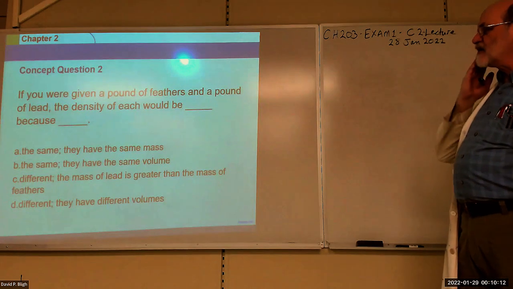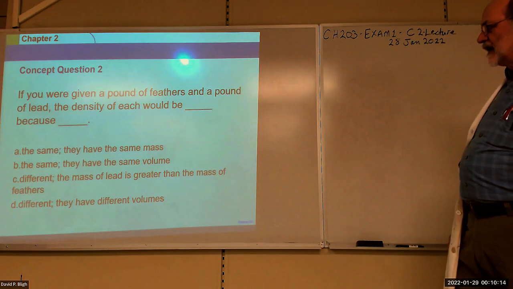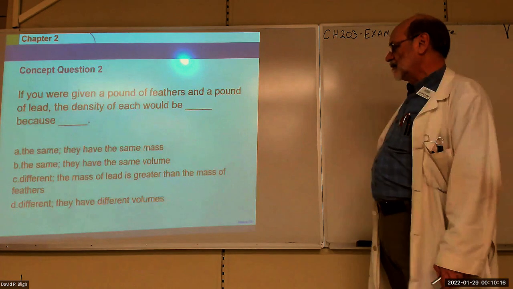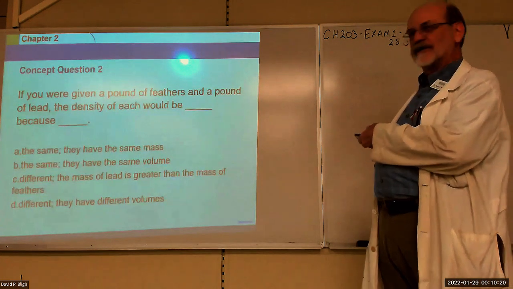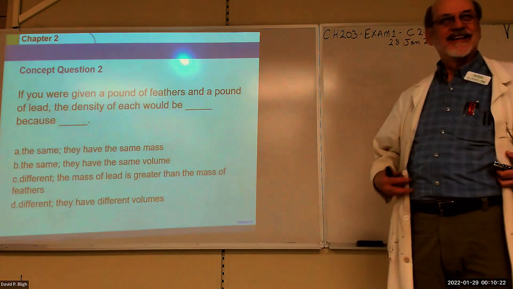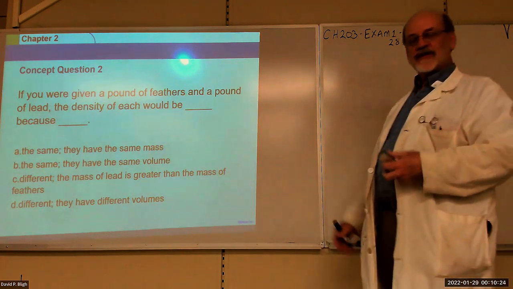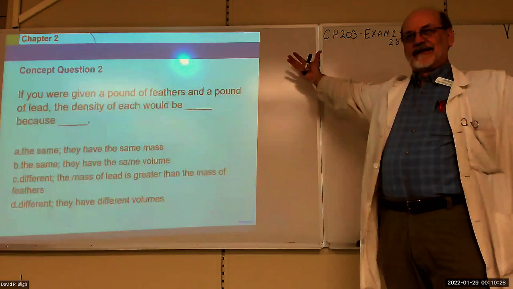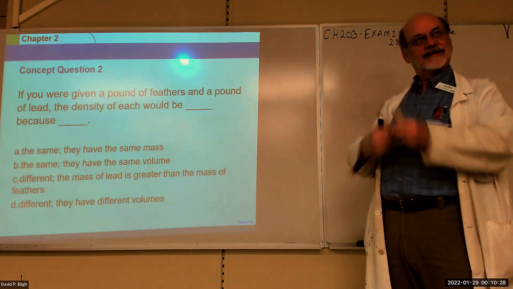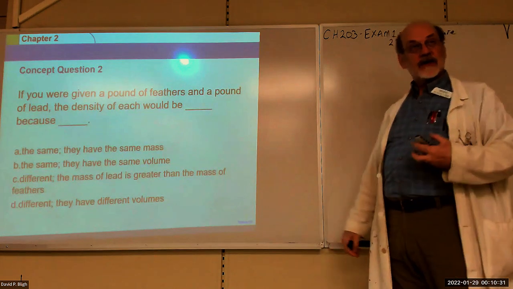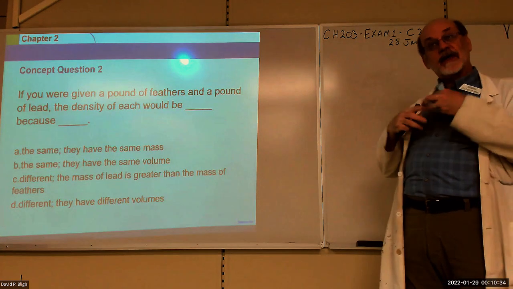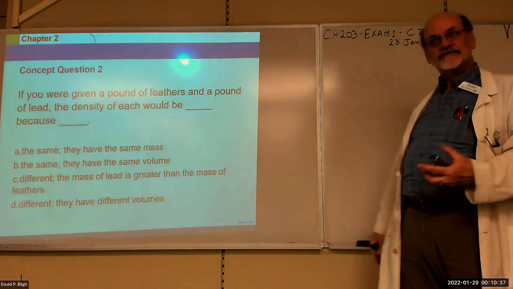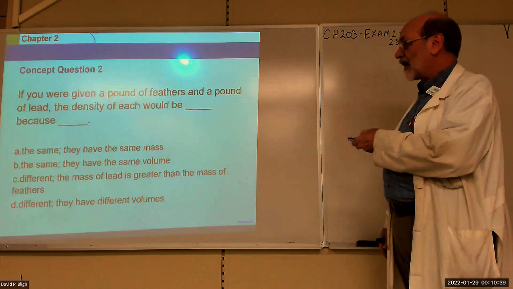If you're given a pound of feathers and a pound of lead, the density of each would be the same or different. That's the first one. Might be different, of course. We know that a pound of feathers would be like that, and a pound of lead would be like that. So that tells you that if they have the same mass, but different volume, they have different density. Okay, because.